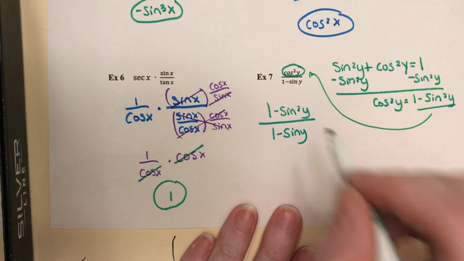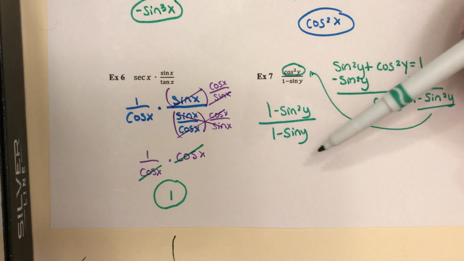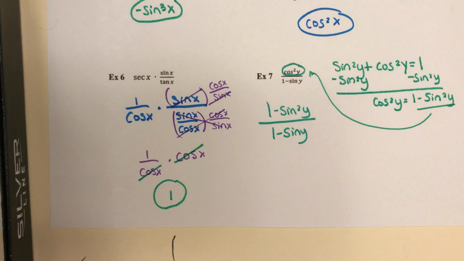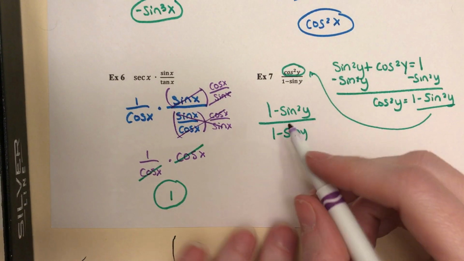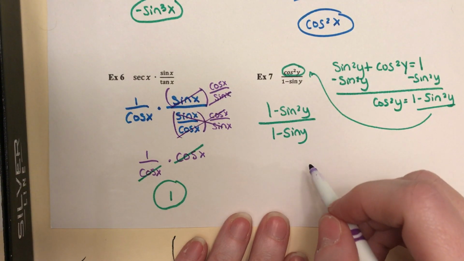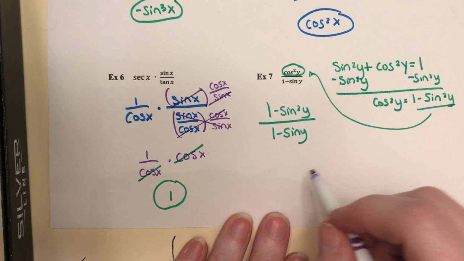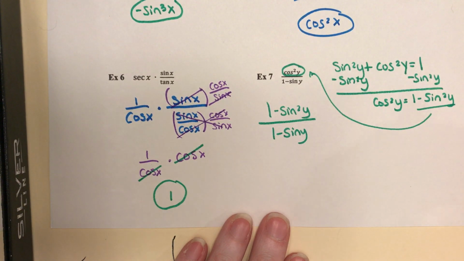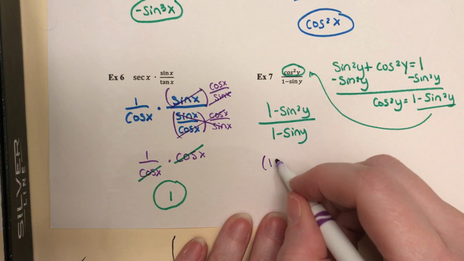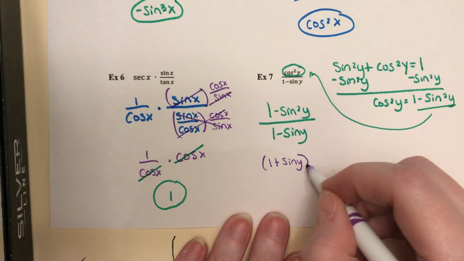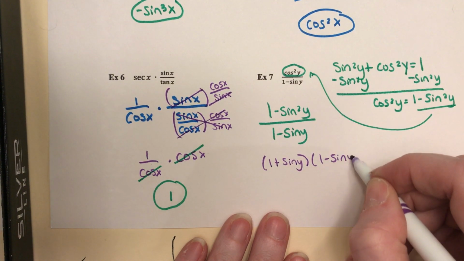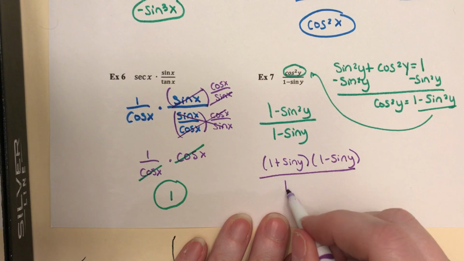Now it looks like we made it worse for ourselves, but I actually got this now down to one trig function. And if I look at the top, I have a difference of 2 squares. So I can actually factor the top now. So I did make things a little better for myself. If I had an x squared minus y squared, remember when we do a difference of squares, it's x plus y times x minus y. So this is the same thing. This is 1 plus sine times 1 minus sine over 1 minus sine.